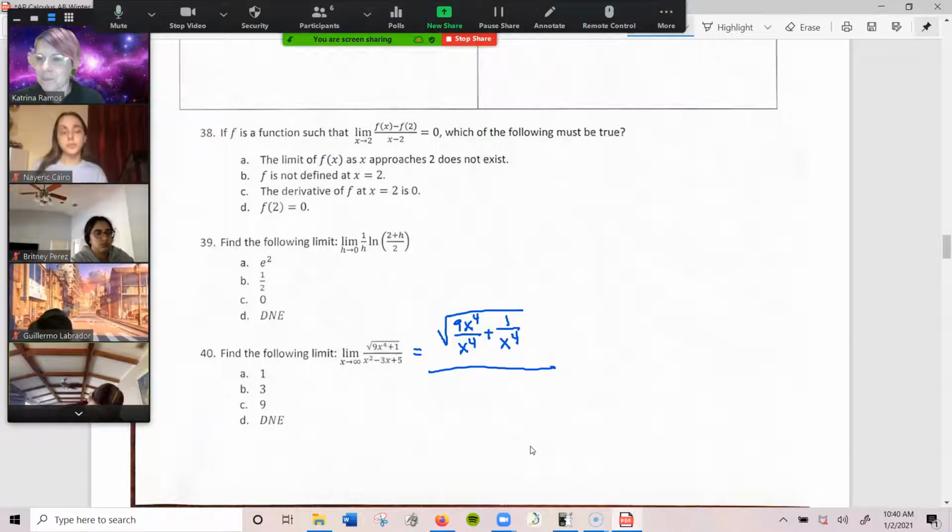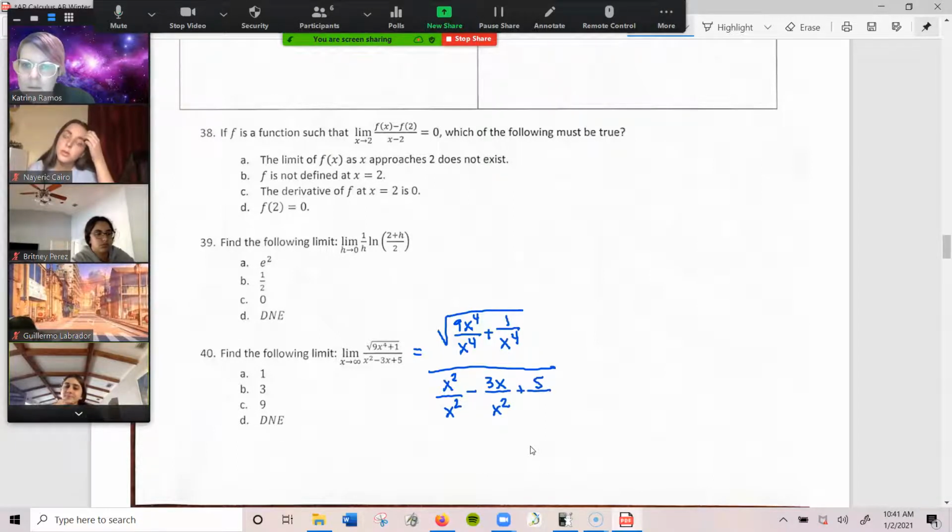You get me? And then in the denominator, we're dividing by positive x squared because this is as x is approaching infinity. If it was as x is approaching negative infinity, we would divide by negative x squared. Remember that when you square root, it's both positive and negative. So it would look like this. Does this look familiar? Because I remember we did this. Yeah? And now we simplify it.